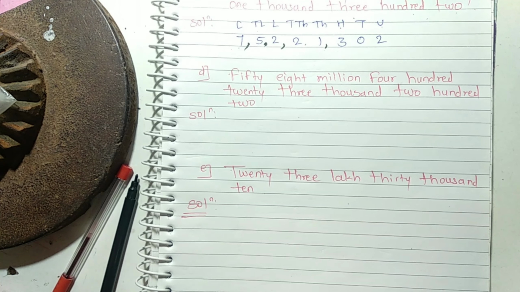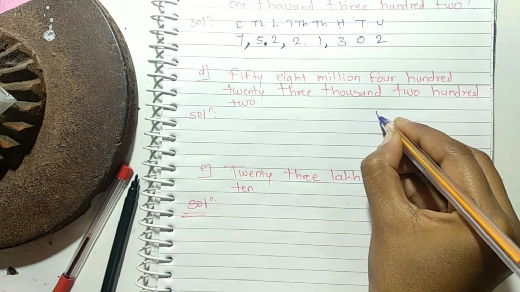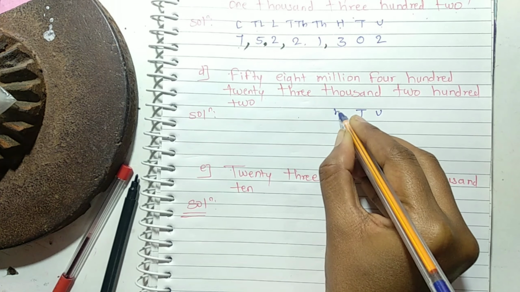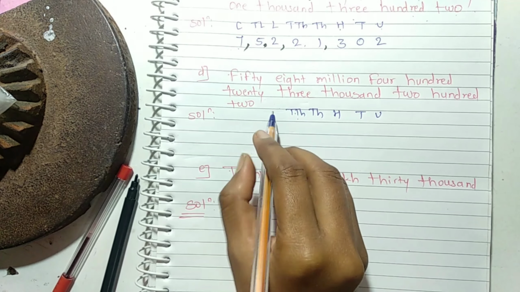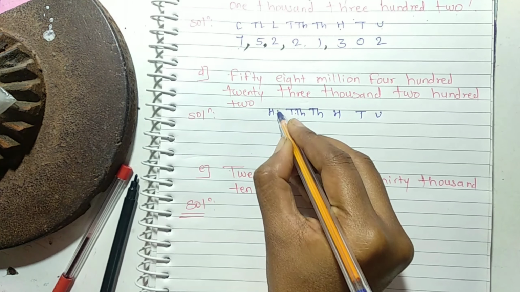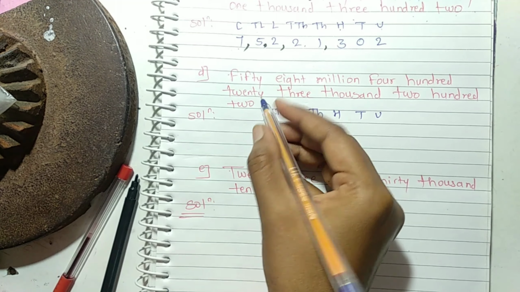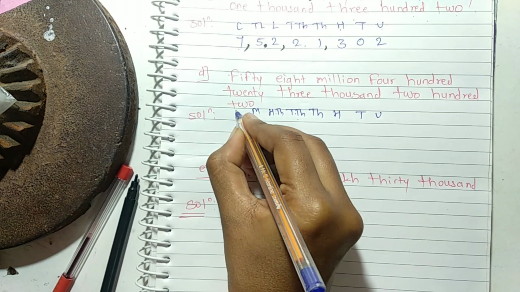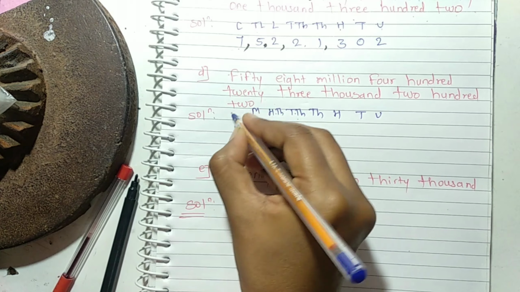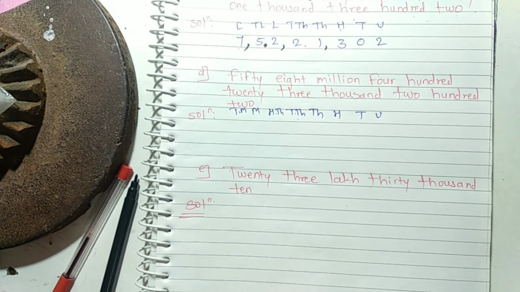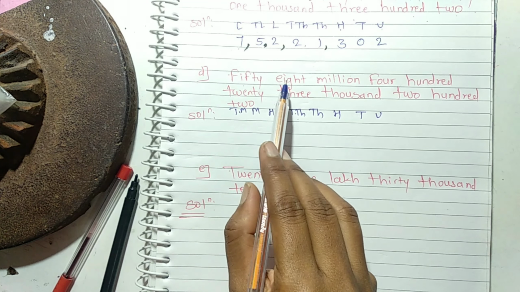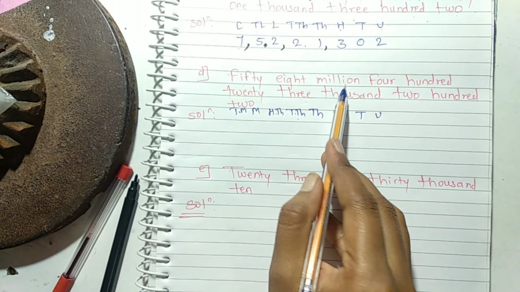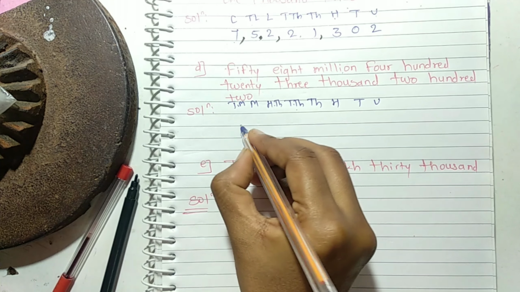Now next, 58,423,202. This is in millions, which means the international place value chart. Now write down unit, tens, hundred, thousand, 10,000. Here instead of lakh write down 100,000, then million, then 10 million. So write down 58 million.